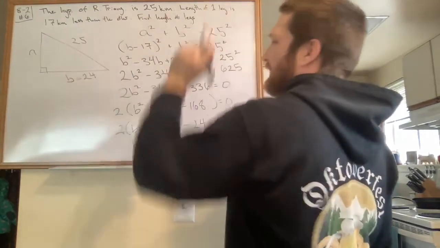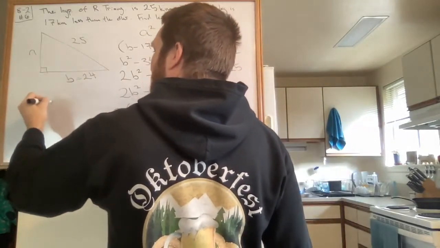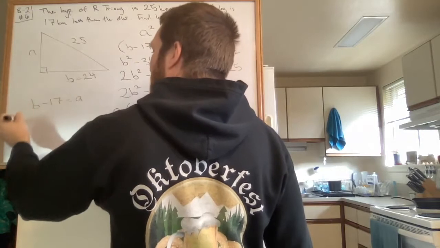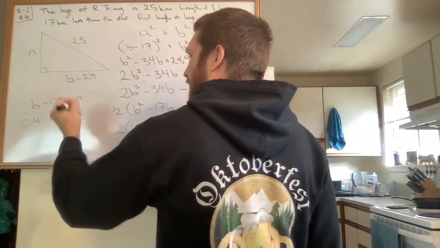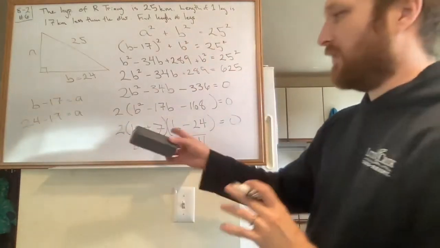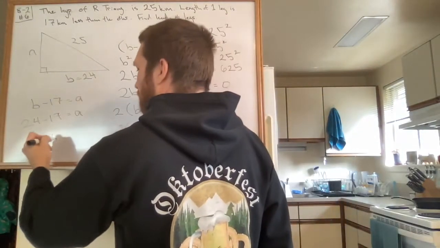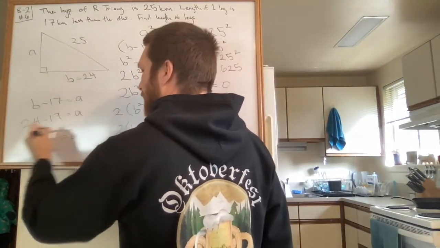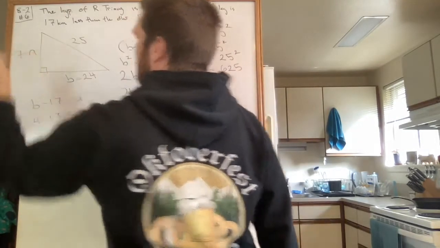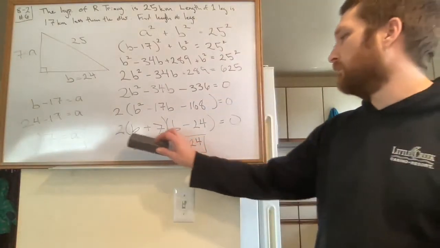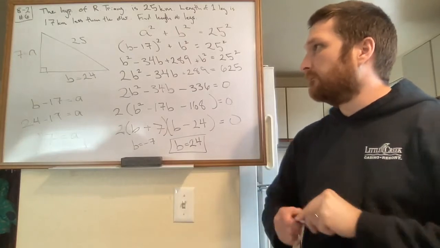And then A is 17 less than that, right? So B minus 17 is equal to A, but that's 24 minus 17 equals A. And I think we just saw that that was 7. It should be 7. So 24 minus 17 should be 7 equals A right there. And so A equals 7. Find the length of the legs. We just did. There's your answer.